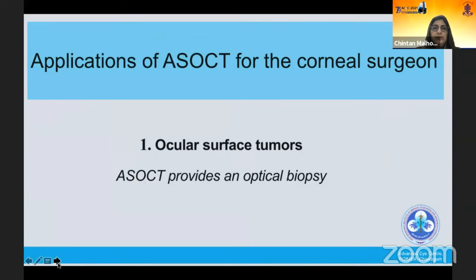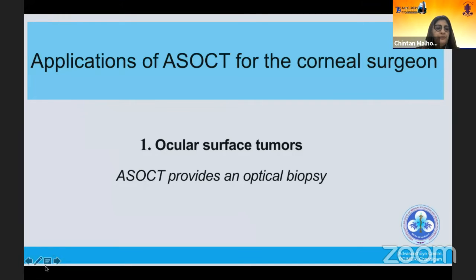So the swept source OCT allows for a wider and deeper scan, and the entire lens, including the posterior capsule, can be visualized. I'll divide my talk into two sections: first, the applications of the ASOCT for the corneal surgeon, where the swept source is also useful but the others would also do; and second, where the swept source scores over the other OCTs.